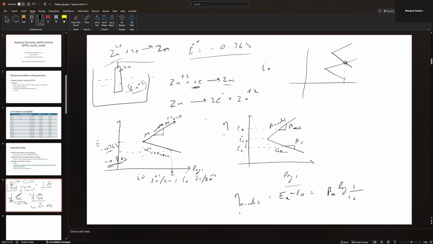And similarly for the cathodic part, you have E cathodic minus E naught is equal to minus beta C log I over I naught. Since the slope is negative, you get a minus sign here. These are the Tafel equations.